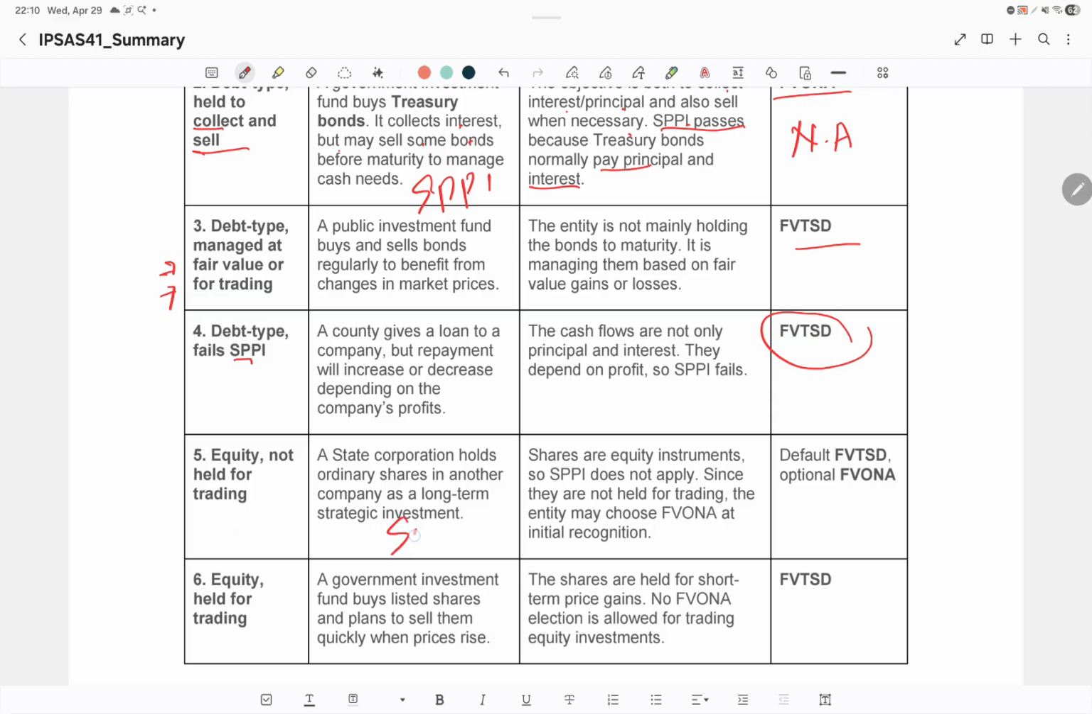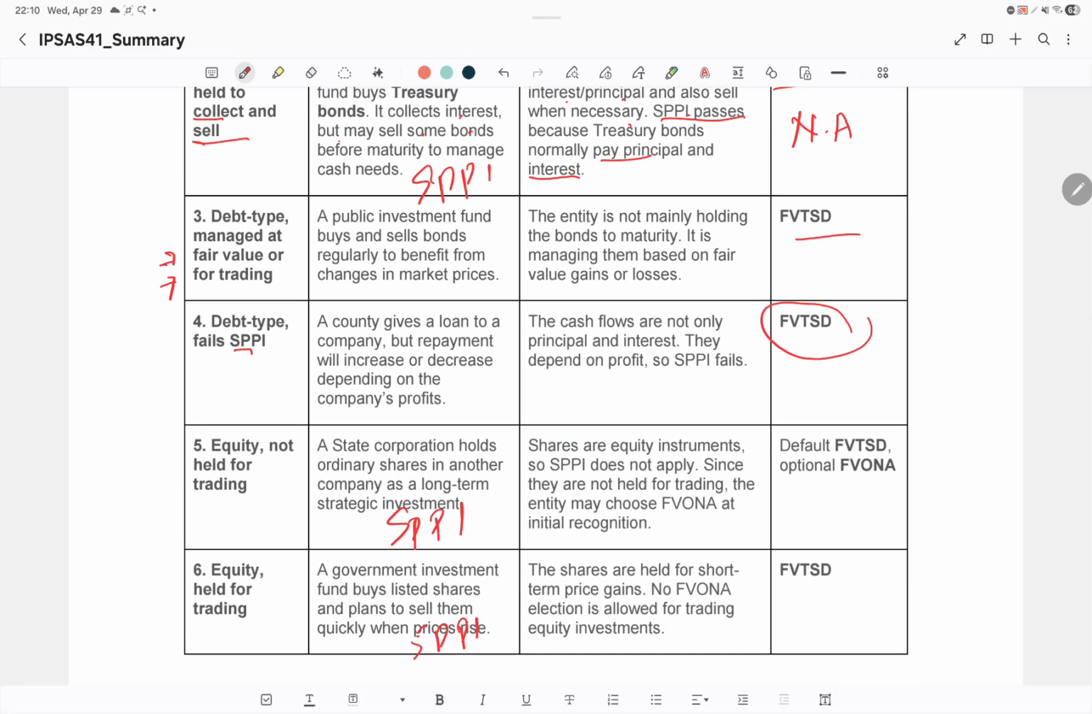Okay, equity. This one normally fails the SPPI test because it is equity, and with equity most of the time you don't hold it to collect principal and interest, and therefore you apply fair value through surplus or deficit. But for equity not held for trading, you are allowed to use fair value through net assets.